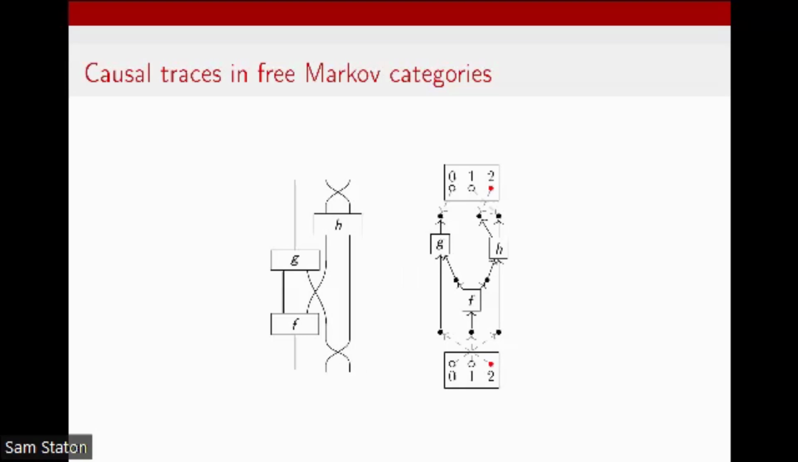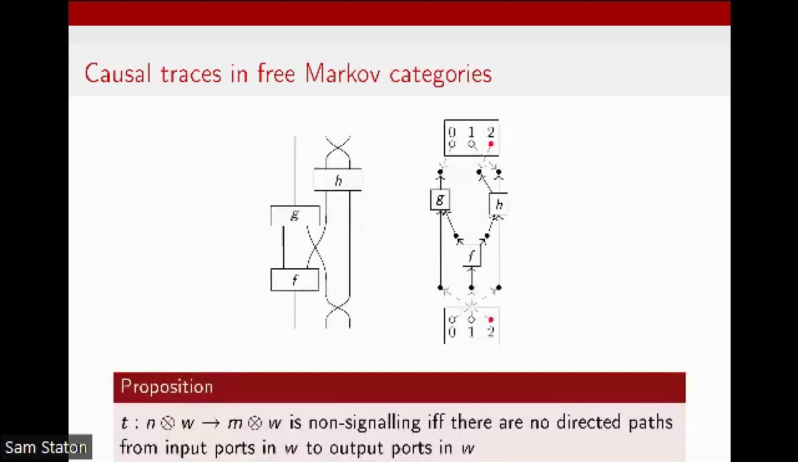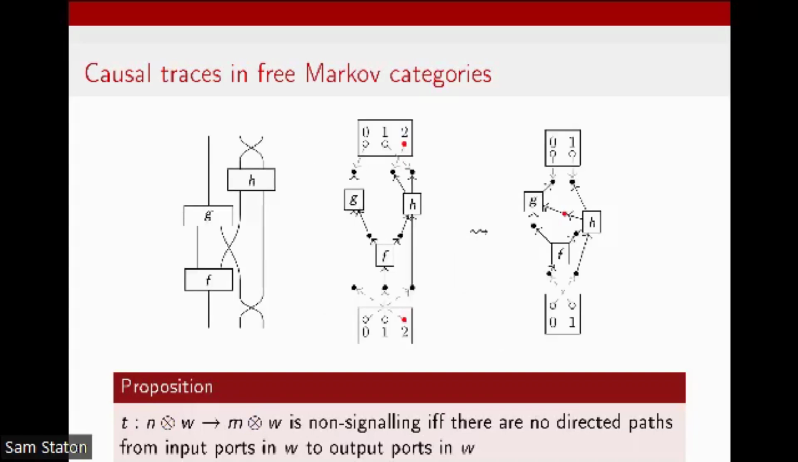But first, I have to make sure that this is non-signaling. And there's a very simple condition to express that this morphism is non-signaling. I can just say that a morphism in a free Markov category is non-signaling from a set of input ports to a set of output ports if and only if there is no directed path from here to here. We can see that there is no directed path there. So we can just glue these points together, getting the causal trace.